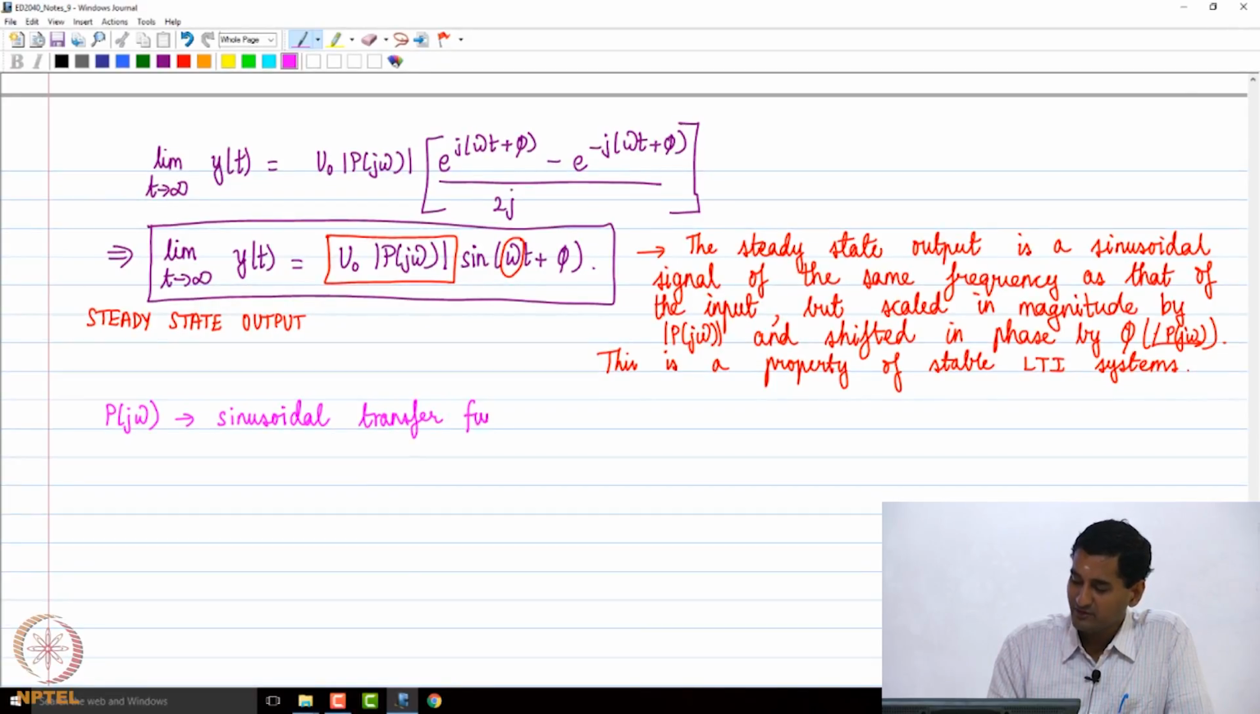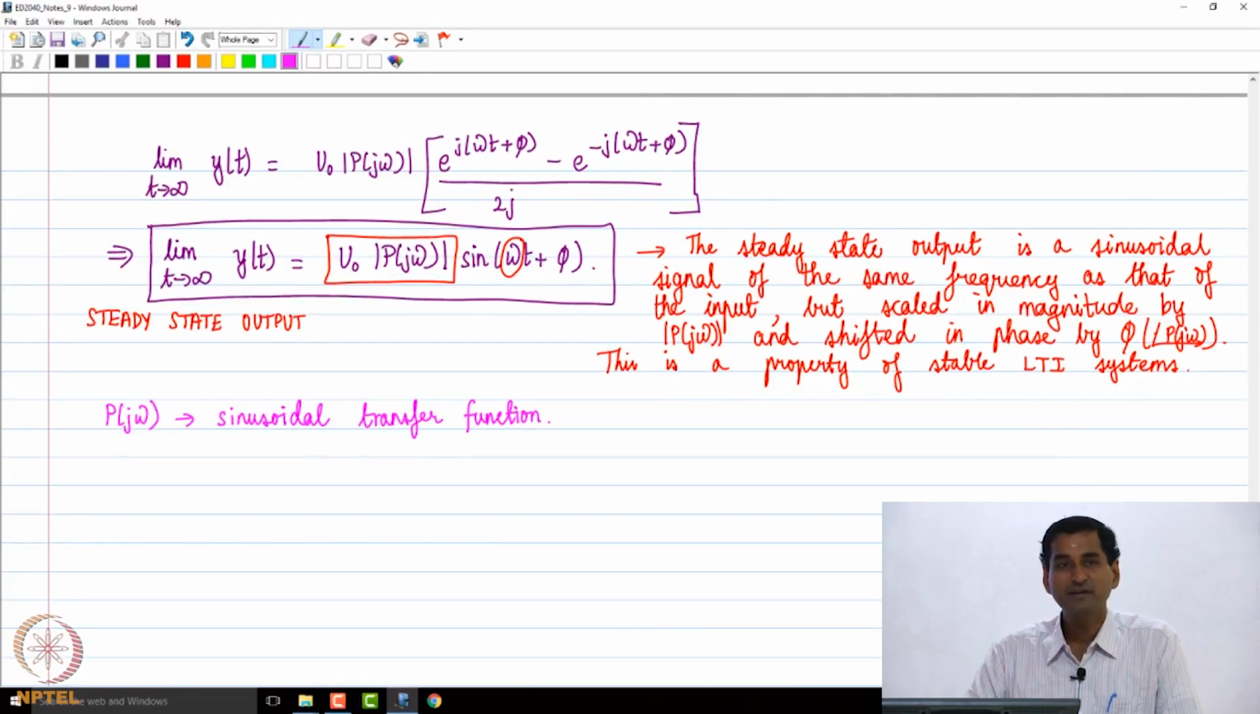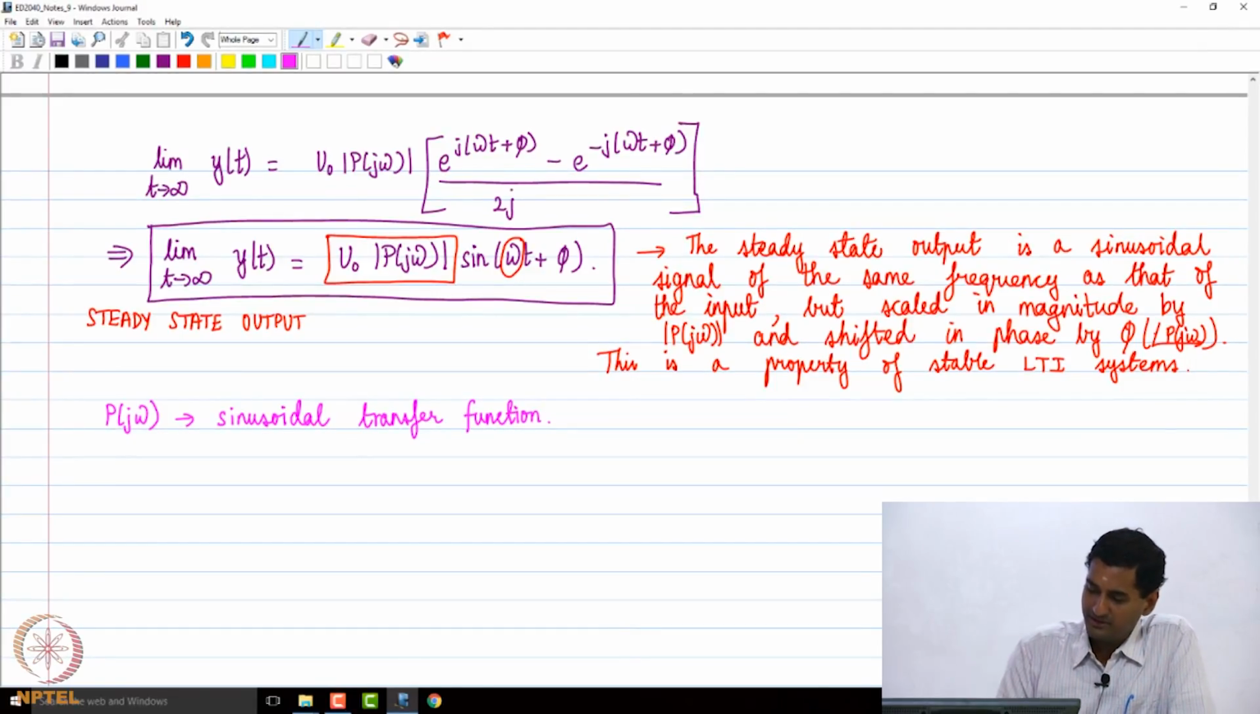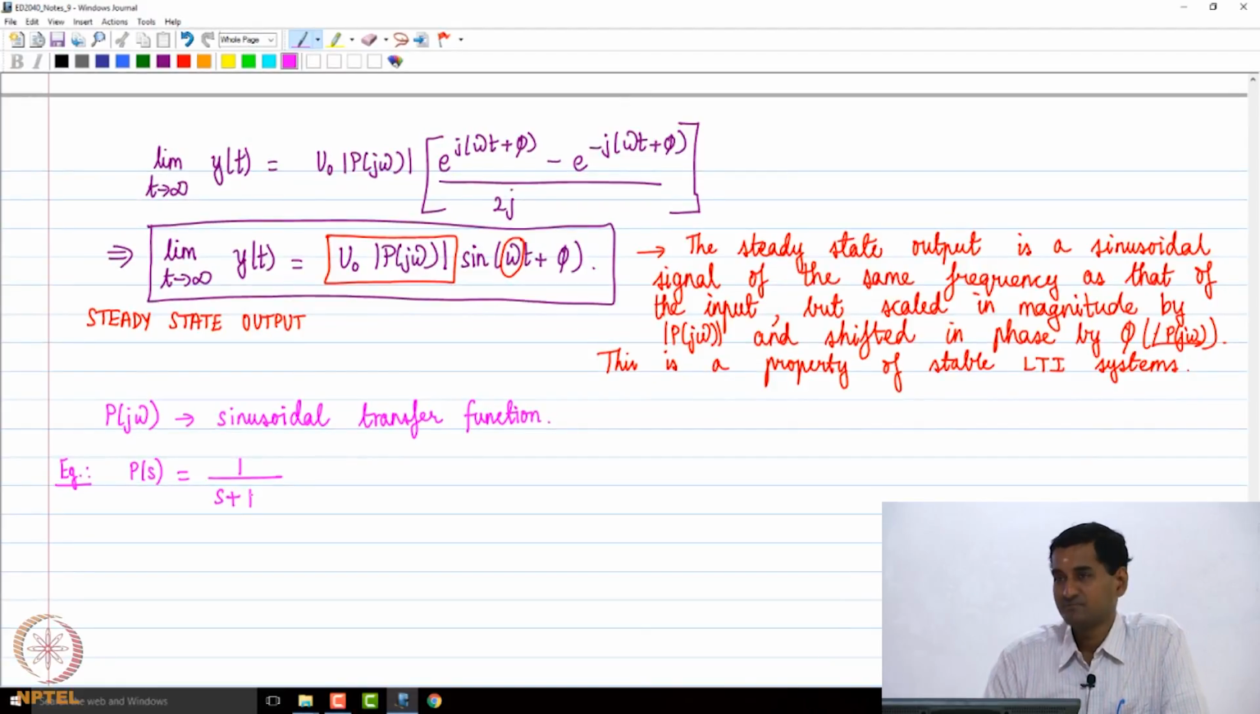Okay, so when you have P(s), it's a transfer function, right. When you substitute s equals j omega, it essentially becomes a sinusoidal transfer function. So how do we get P(j omega)? Let us say, as an example, P(s) is 1 by s plus 1. That is a stable system, right. So then what happens? P(j omega) becomes 1 by j omega plus 1.